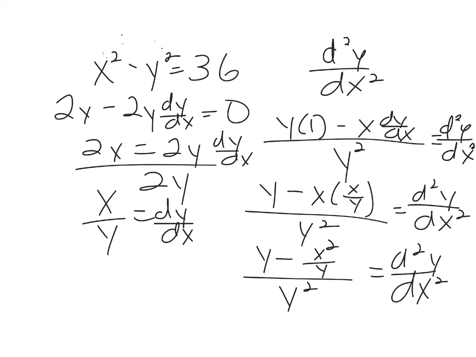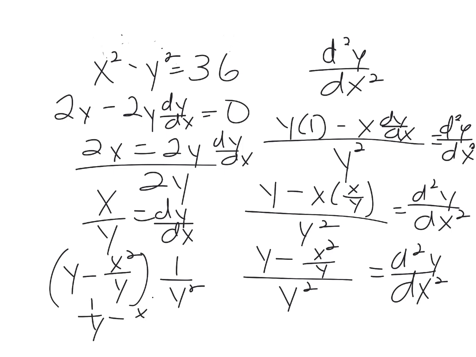So we're dividing by y squared. Dividing by y squared is just like multiplying by 1 over y squared, which will then get us 1 over y minus x squared over y cubed. And that would be our final answer, because I distributed the 1 over y squared to both terms.